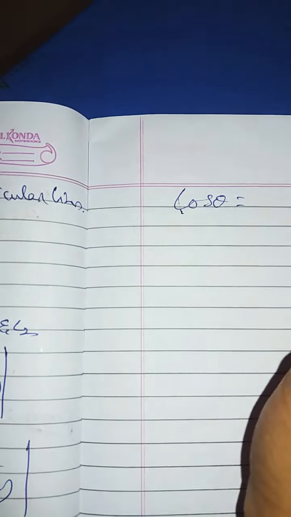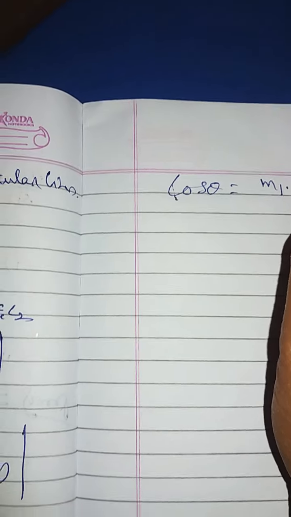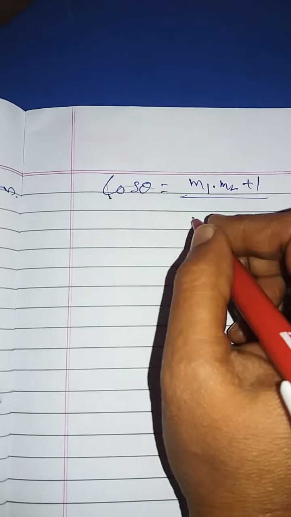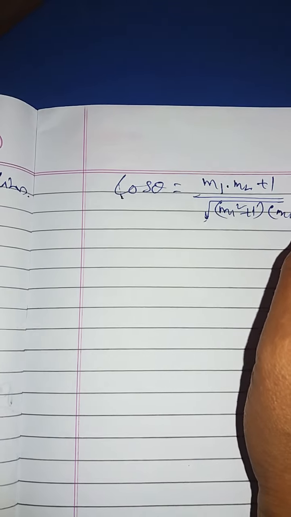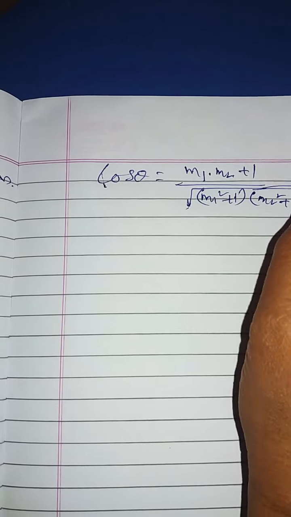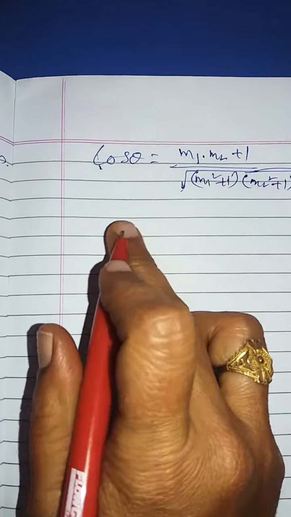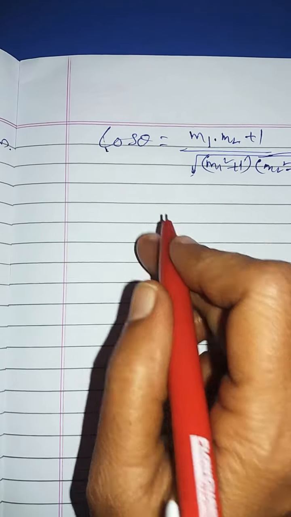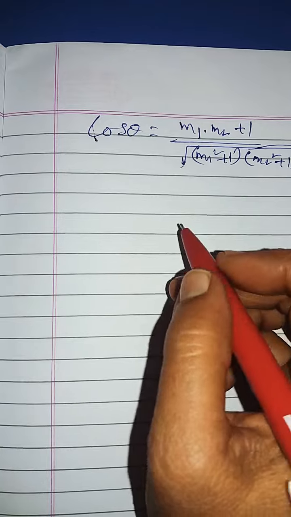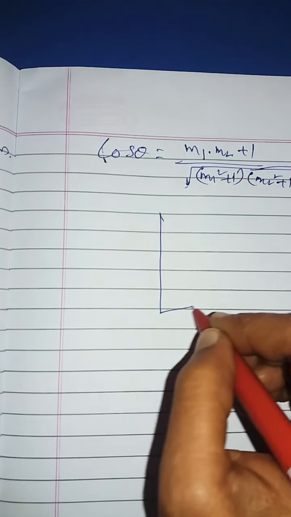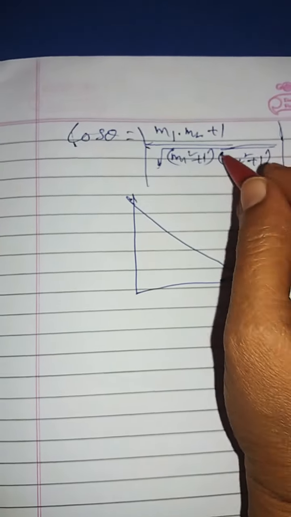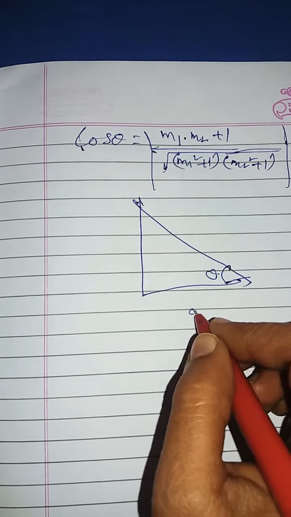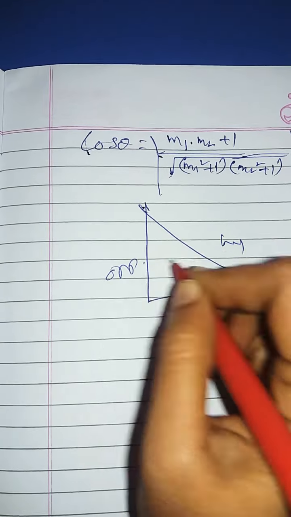Now we will get here cos theta is equal to m1 into m2 plus 1 by root of m1 square plus 1 into m2 square plus 1. Now this is a value of cos theta, but what we have to prove? We have to prove theta is equal to tan inverse of. So what we want, that angle is in terms of tan. So I will draw a right angle triangle. Cos theta is nothing but adjacent by hypotenuse. When the angle is theta here, this is adjacent, this is hypotenuse and this is opposite.